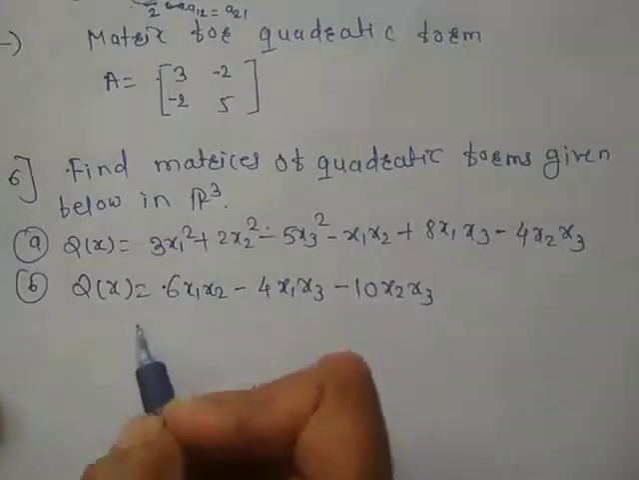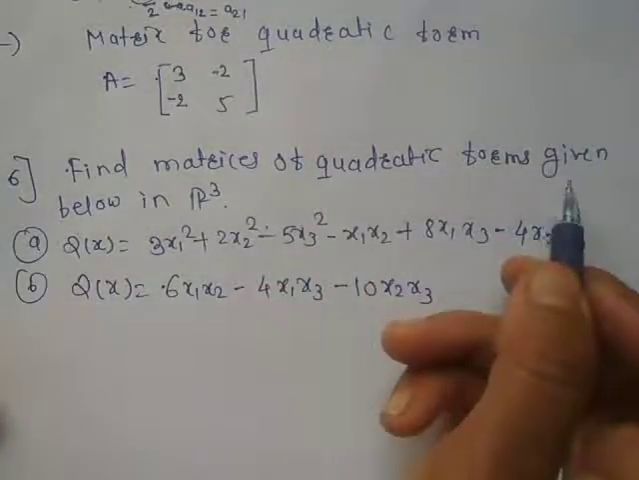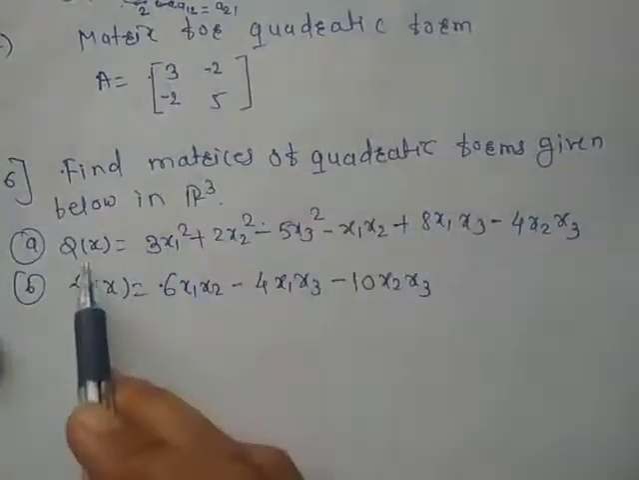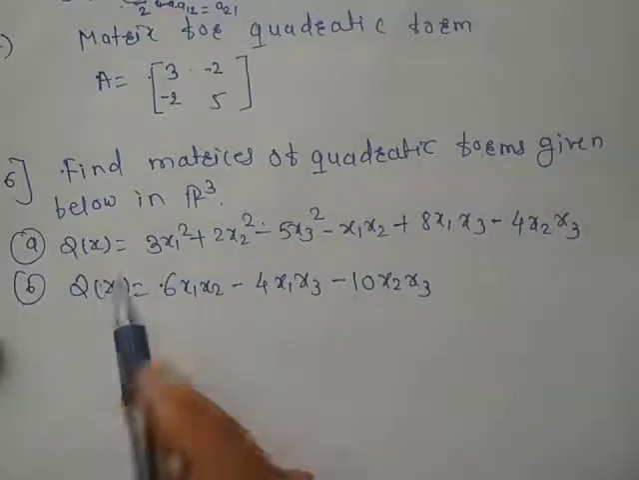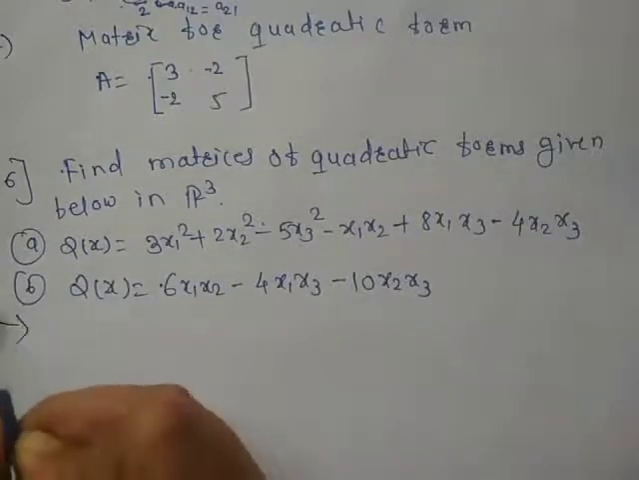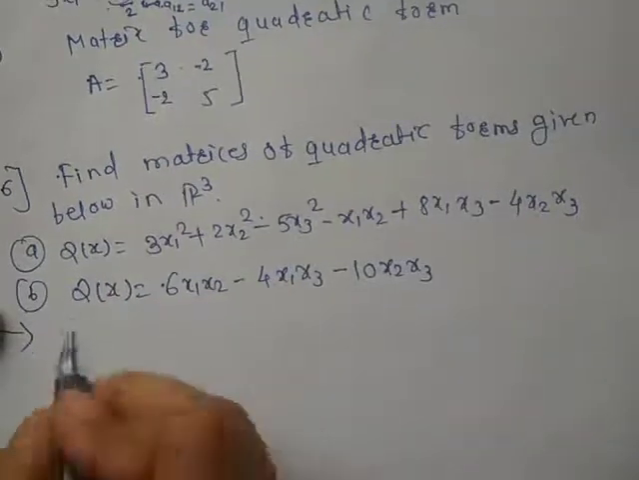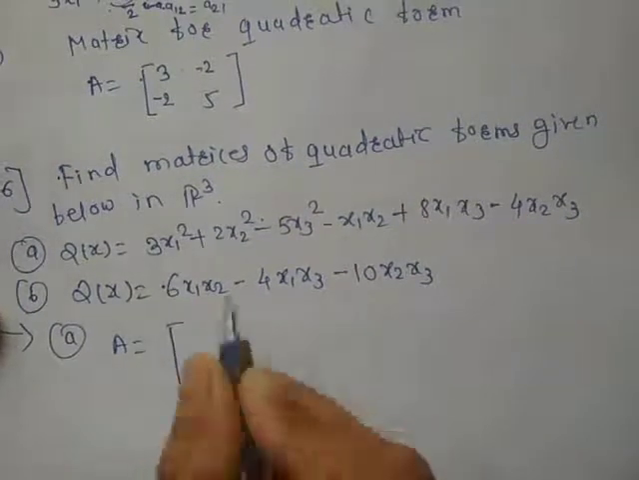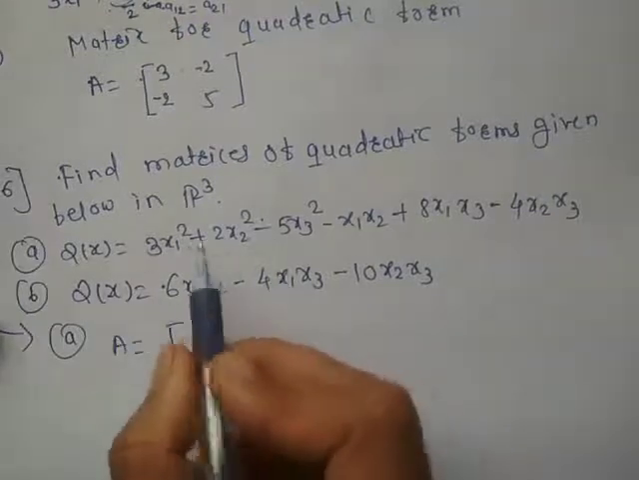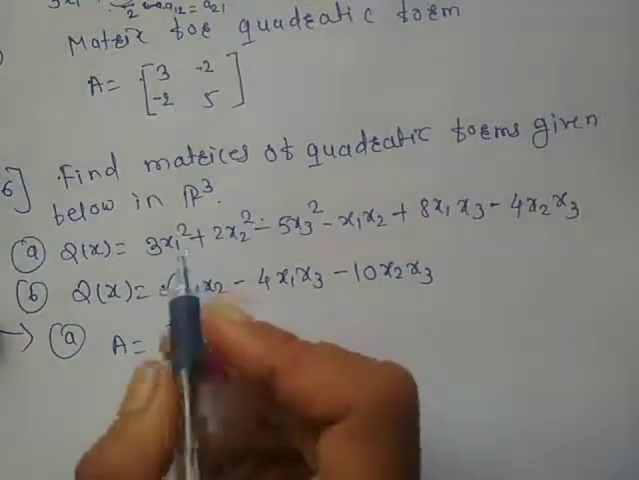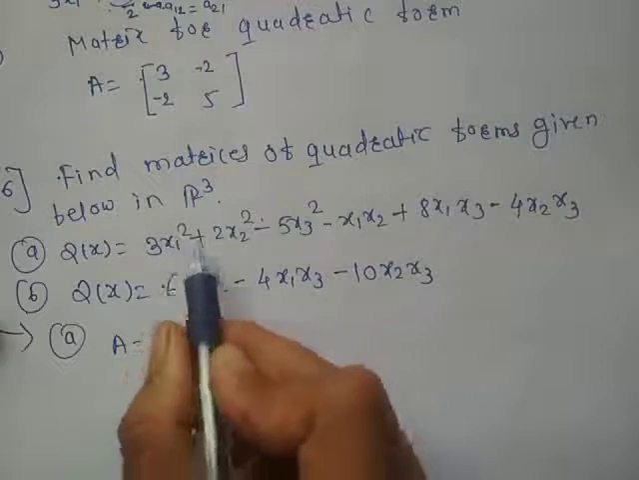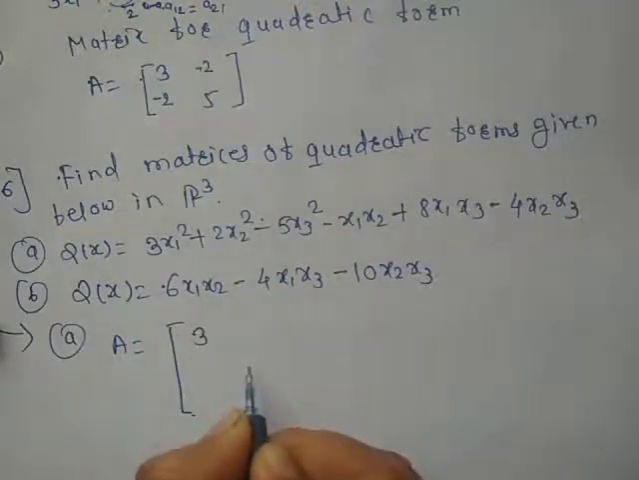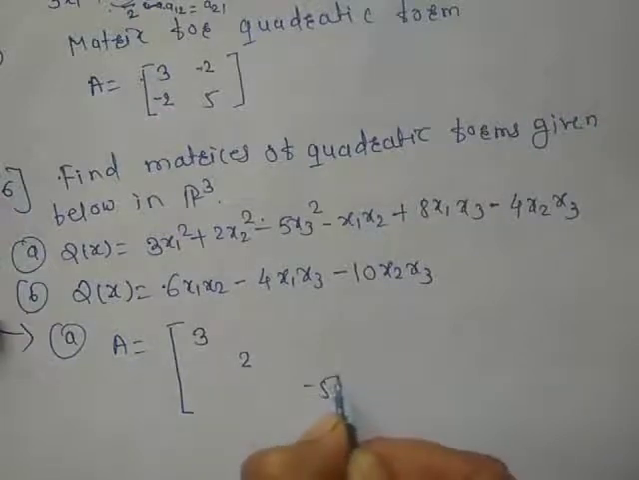Let us take the next example. Find matrices of the quadratic forms given below in R3. Here Q of x is this and this. Okay, we'll solve one by one. A is equal to matrix. First of all, we will write down the diagonal elements. The coefficients of the square terms are the diagonal entries. So the diagonal entries are 3, 2, -5.